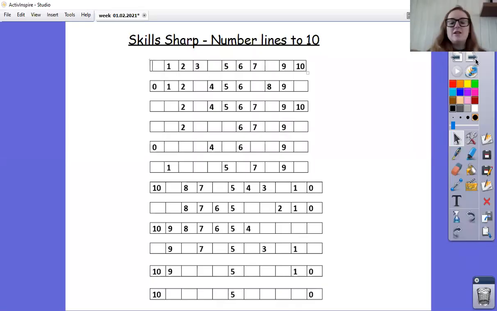Fantastic. Okay, your skill sharp is now on the board. So if you want to pause this screen to complete this skill sharp and then come back when you are finished, or you can print this off the school website or download it off the school website to complete. You are looking to fill in the missing numbers in each of these number lines. Some of them go from 0 to 10 and some of them go from 10 to 0. Off you go.